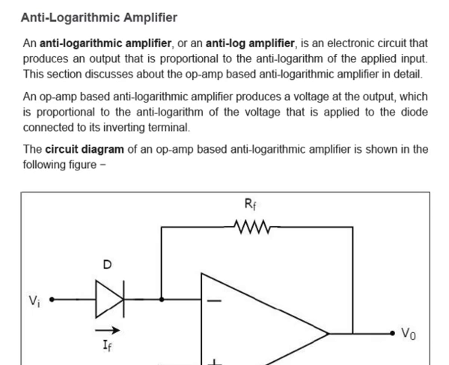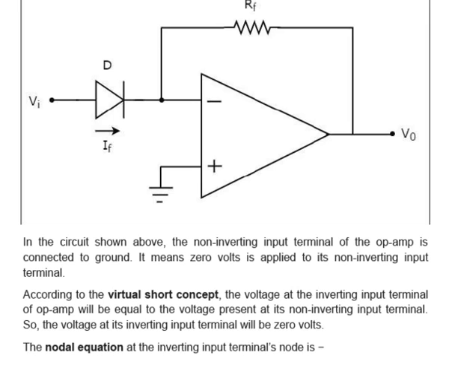Now, the anti-logarithmic amplifier. An anti-logarithmic amplifier or anti-log amplifier is an electronic circuit that produces an output that is proportional to the anti-logarithm of the applied input. This section discusses the OPAMP based anti-logarithmic amplifier. Now I will show you the circuit. Here we have grounded the non-inverting terminal and applied the voltage Vi through a PN junction diode at the inverting terminal, and here is the feedback resistance. We have only replaced the feedback diode with a resistance, and the input resistance with a PN junction diode. So it is just opposite to the logarithmic amplifier.